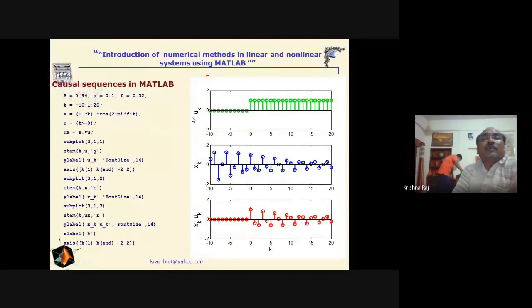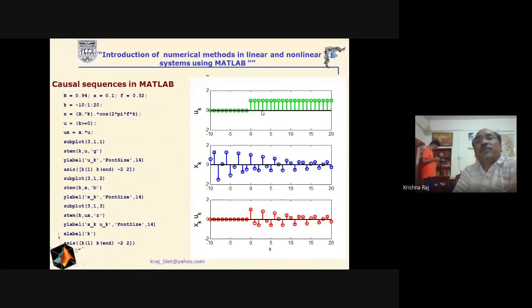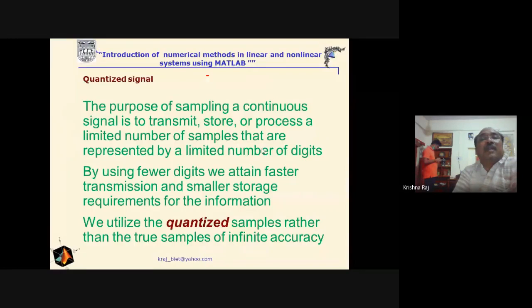And the causal sequence: this is a sequence in which, when we multiply these two, this is the causal as well as the anti-causal, and we multiply it by the unit step in the discrete domain. We have discussed this in the analog domain. The same is true here also, that is, using the stem function we can generate the causal sequence in MATLAB.